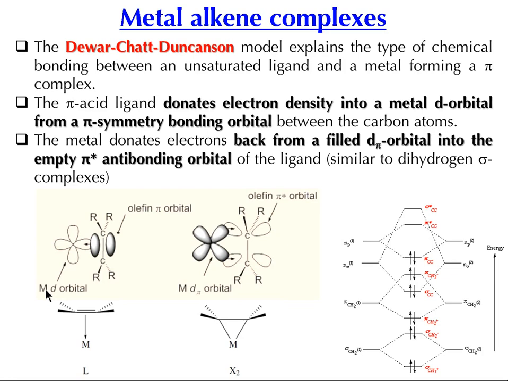If we have only donation from alkene to M, we obtain this structure known as L type. And if the back donation occurs, we will have this structure known as X2 structure. So the metal donates electrons back from a filled d pi orbital into the empty pi star antibonding orbital of the ligand, and this depends only on the nature of M. If M is rich in electron density, and we will see in the next slides that the group R on the ethene plays an important role in the acceptance of the electrons by back donation.